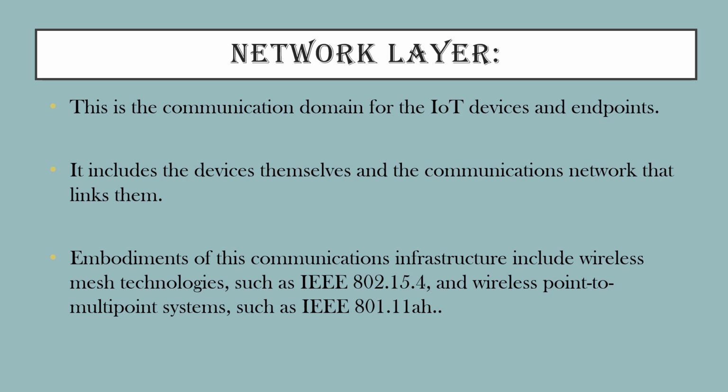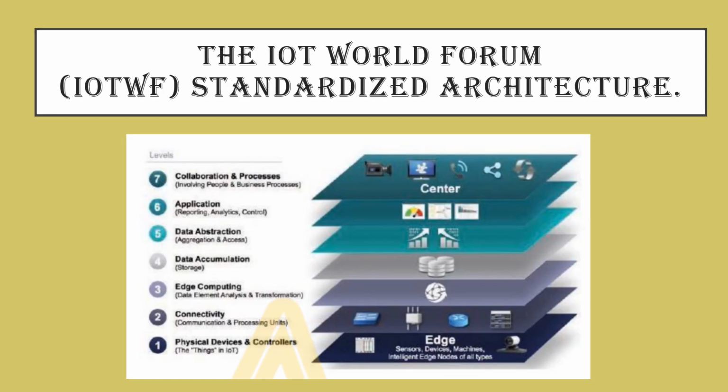Network layer. This is the communication domain for the IoT devices and the endpoints. It includes themselves and the communication network that links them. Embodiments of this communication infrastructure include the wireless mesh technology such as IEEE 802.15.4 and wireless point to multipoint systems such as IEEE 802.11ah. And now the next topic which I have chosen is the IoT World Forum. In this, it has a standardized architecture.